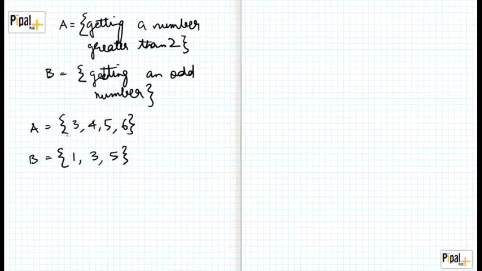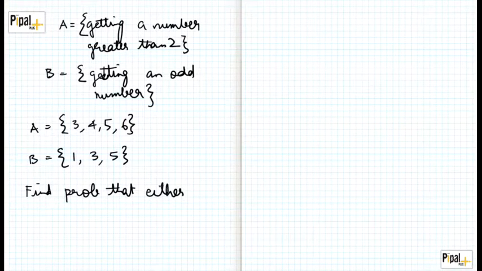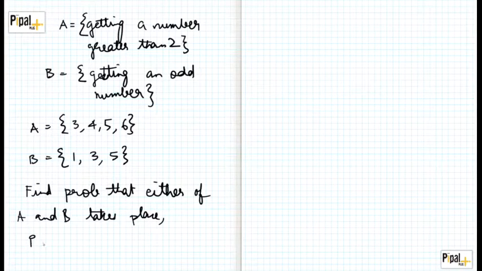Now if, let's say, we were to find the probability that either of A and B takes place, then we are actually looking for the probability of an event which is described as either A or B, right? So A or B is actually A union B, right? So we are looking for the probability of A union B, which is either A or B.